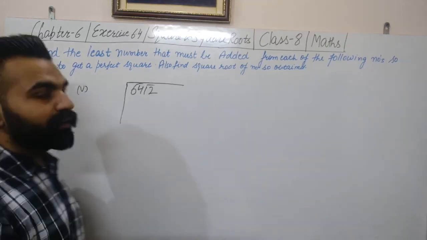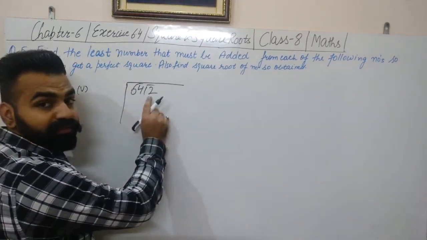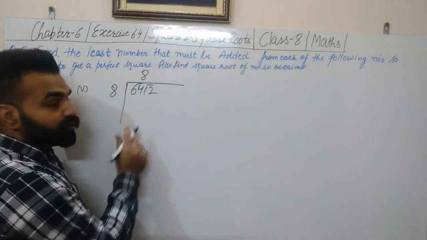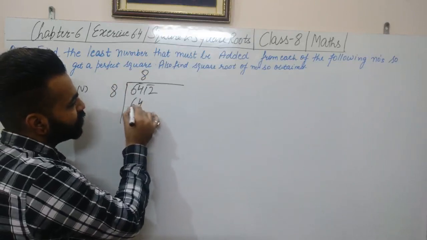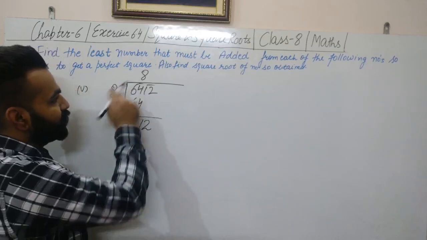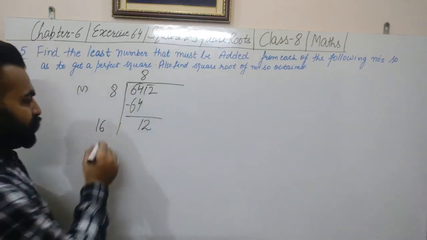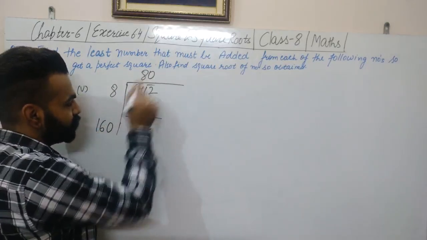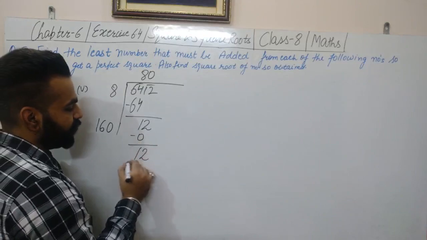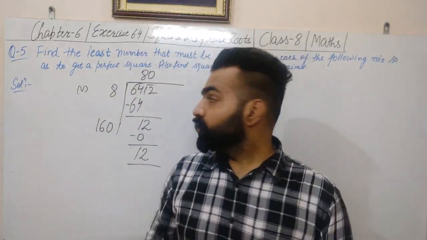So last part is fifth part, 6412. So we will put bars on 12 and 64. So the 8 will appear here. So 8 into 8 is 64. We will subtract, and the remainder will be 12. So that we will double the divisor here. So we can take 0. So 160 into 0 is 0. So the remainder is 12. So now we can't do further division.